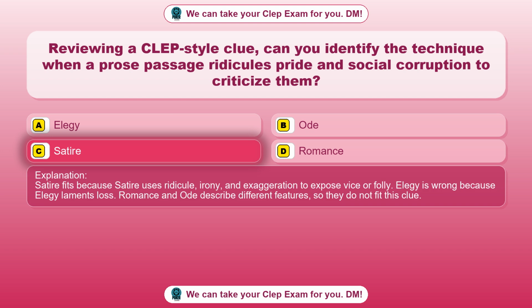Satire fits because satire uses ridicule, irony, and exaggeration to expose vice or folly. Elegy is wrong because elegy laments loss. Romance and ode describe different features, so they do not fit this clue.